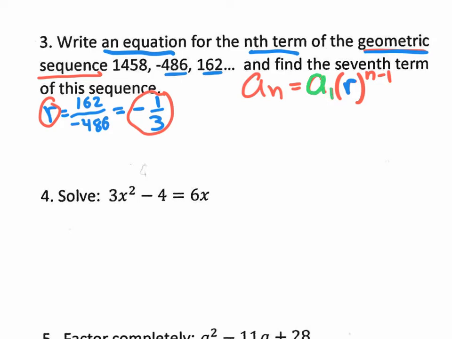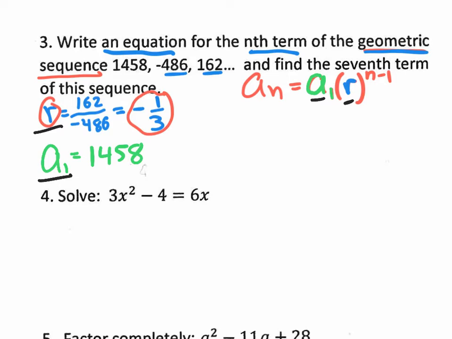What is a sub 1? A sub 1 is what? It's the first number on your list. What's the first number on our list? 1,458. Okay, so now that we know our a sub 1 and our r, we could plug in the a sub 1 and the r right here and right there, and we should have our equation.